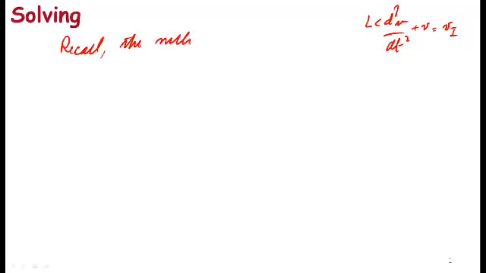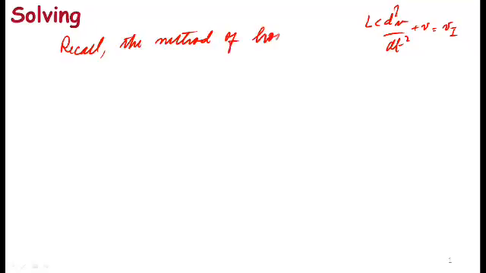So now we have our work cut out for us. Here is our differential equation, LC d squared v by dt squared plus v equals vi. Let's go ahead and solve this. We will use the same technique we've been using so far in this course. We just use the same method to solve all our differential equations.